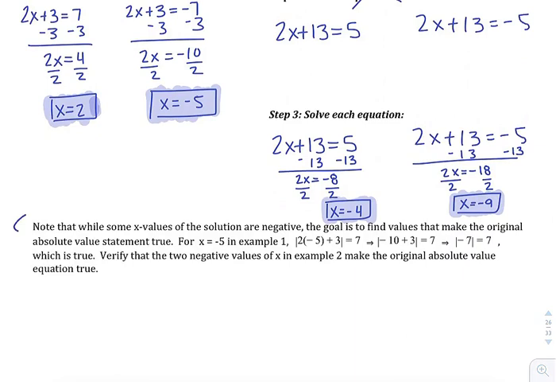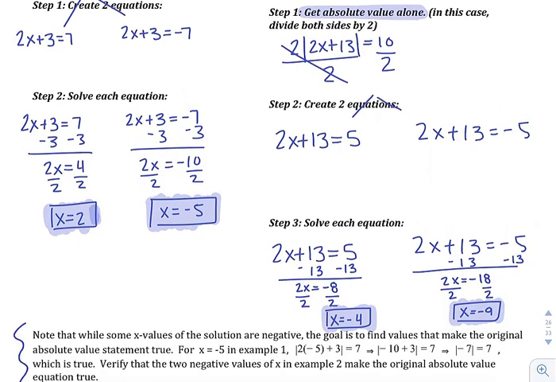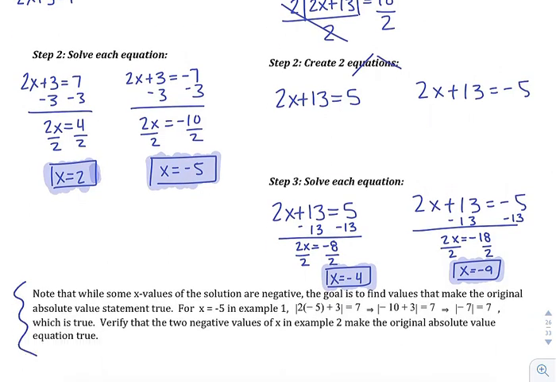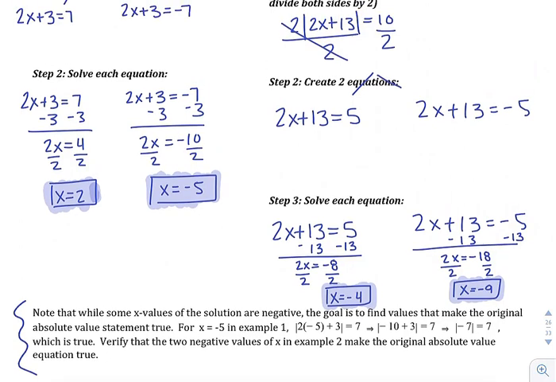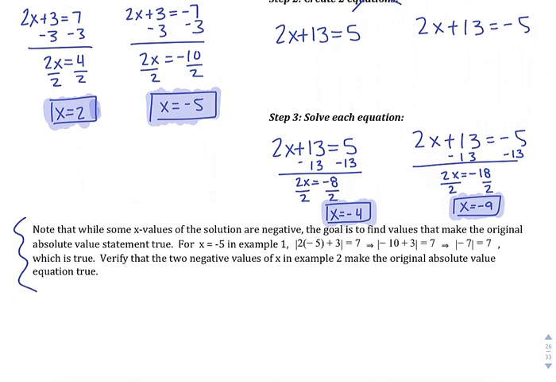So down here, it walks you through checking your answers, just like any other equation, to see if it's true. Note that while some x values of the solution are negative, the goal is to find the values that make the original absolute value statement true. So for the first one, x equals negative 5, if you plug in negative 5, you get negative 7. The absolute value of negative 7 is positive 7. Then it says verify that the two negative values in example 2 make the original equation true. So it's just asking you to understand that even though they're both negative, it's okay. It's not like you have to have a positive and a negative.